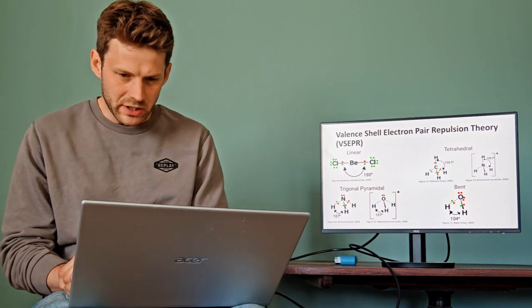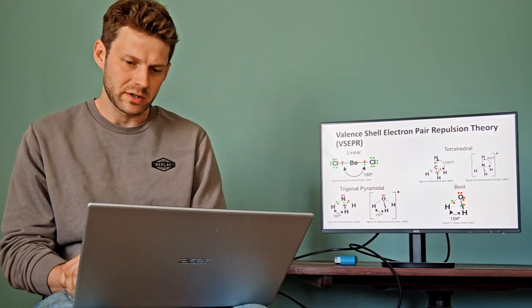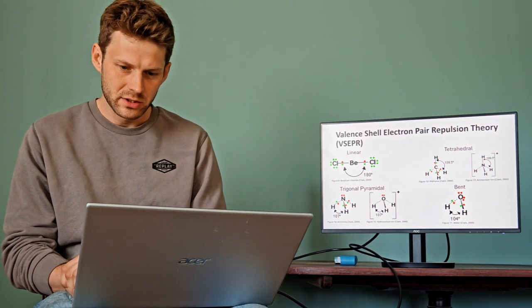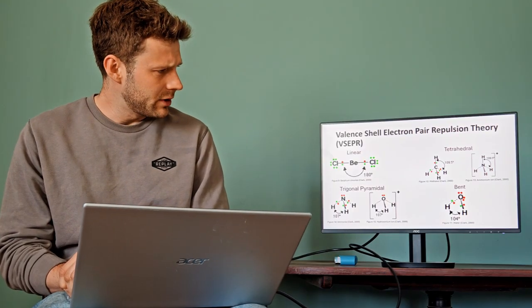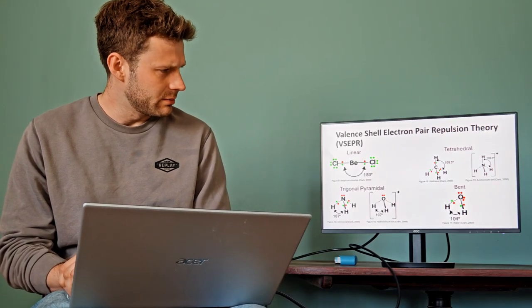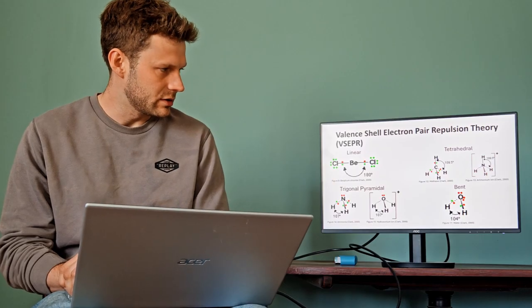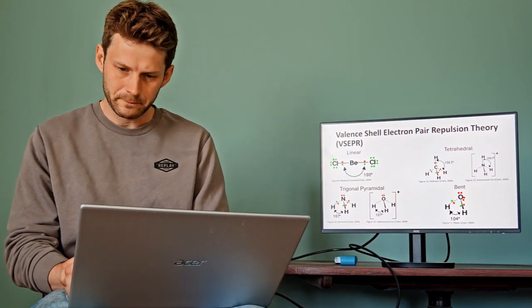And you see water has a bent structure because it has two unbonded pairs and two bonded pairs. The unbonded pairs exert more force than the bonded pairs, so it pushes the hydrogen atoms to one side.